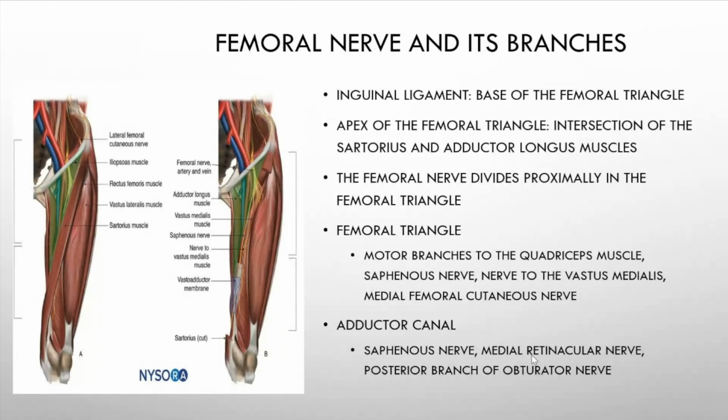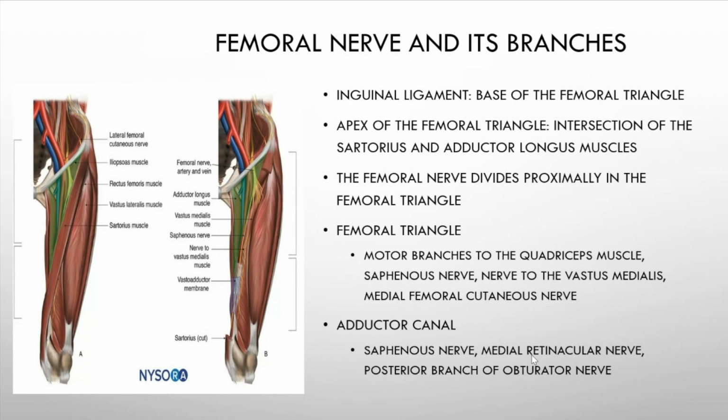Let's look a bit at the femoral nerve and its branches. The femoral nerve enters the femoral triangle and branches out very early. It branches out into the saphenous and all the motor nerves to the vastus muscles: intermedius, medialis, lateralis. Inside the femoral triangle, you have all the motor branches for the quadriceps muscle, the saphenous, and the medial femoral cutaneous nerve.